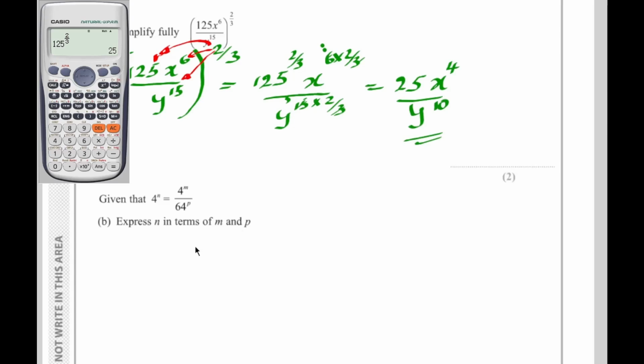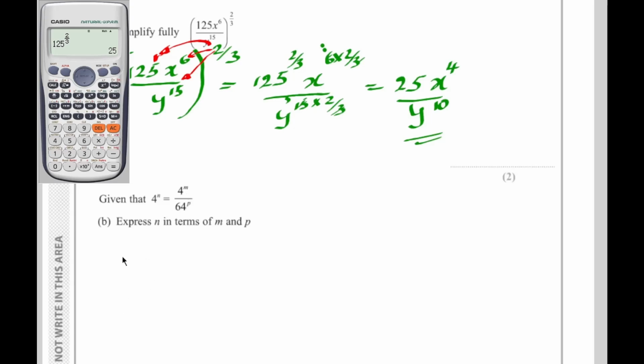Next one, given that 4 to the power of n equals 4 to the power of m over 64 to the power of p. This is indices, equations with indices. Whenever you've been given an equation in terms of indices, you have to write each and every one with the same base. The base here is 4, the base here is 4, and the base here is 64. Try to write each and every number with the smallest base.